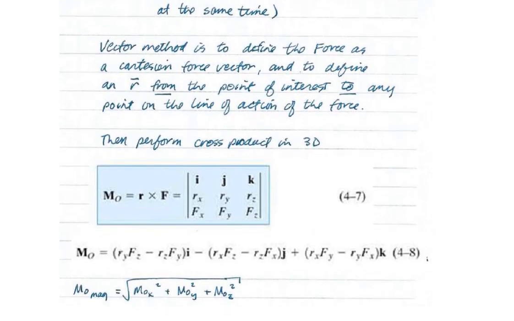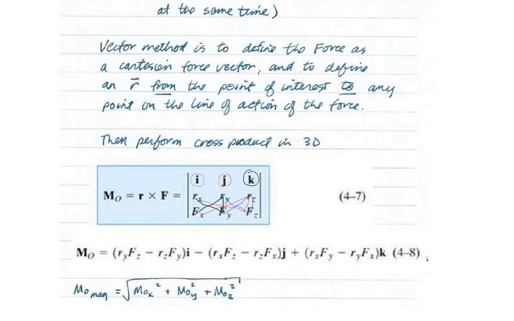Again, you have done this a little bit in 2 dimensions. You've probably done this before in other courses, but the moment about the point is going to be equal to R cross F. We're going to set up a 3D matrix and take that determinant. The way we do the multiply is, for the I component, we're going to say that times that minus that times that. For the J component, it's that times that minus that times that. And for the K component, it is that times that minus that times that.